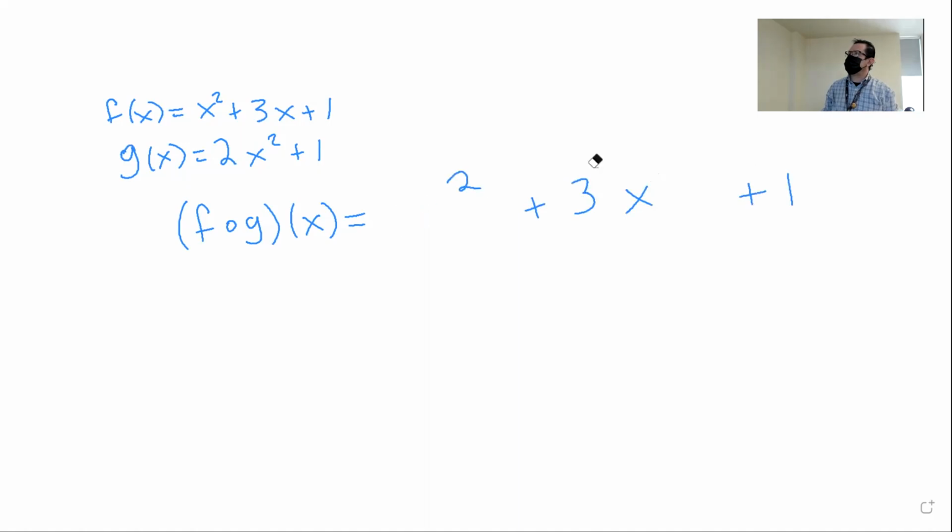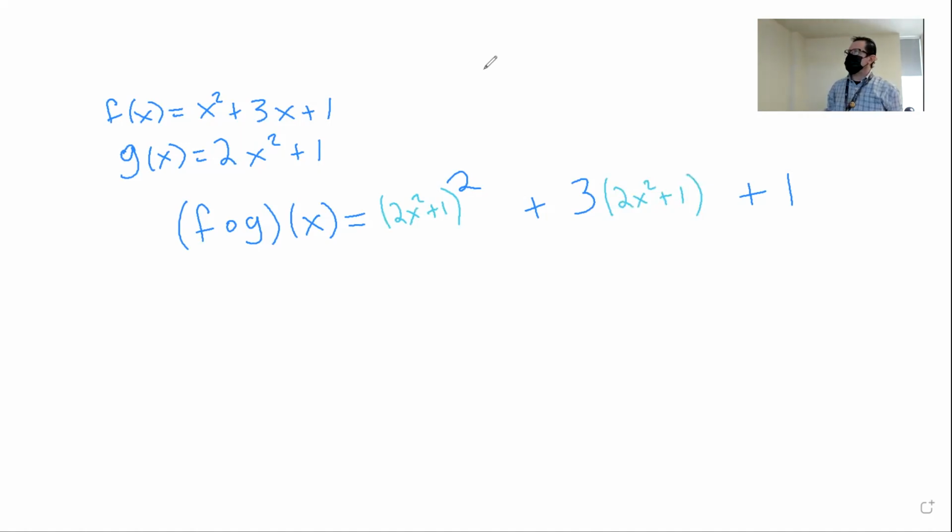Now imagine I erase the x's, and instead of the x's, I'm going to substitute g of x. So instead of x squared, I'm going to have whatever g of x is, which is 2x squared plus 1. And instead of the x I had here, I'm going to put 2x squared plus 1. So I'm basically putting g of x inside f of x. Okay. So teacher, it's like giving the x in f of x the value g of x. Exactly. The value of x for f of x now is going to be g of x.